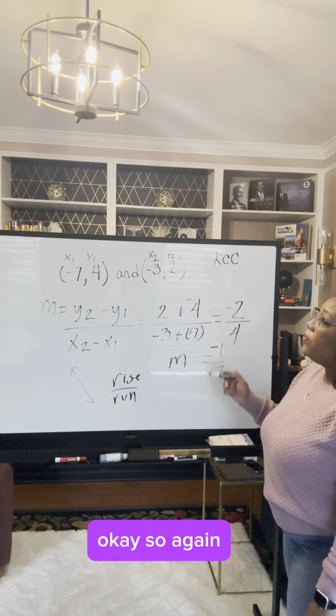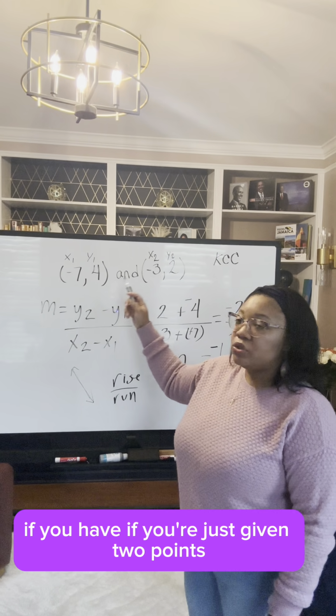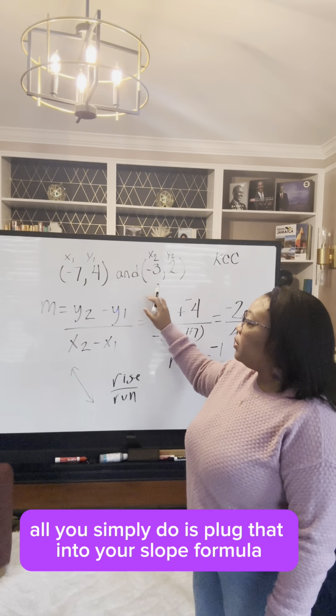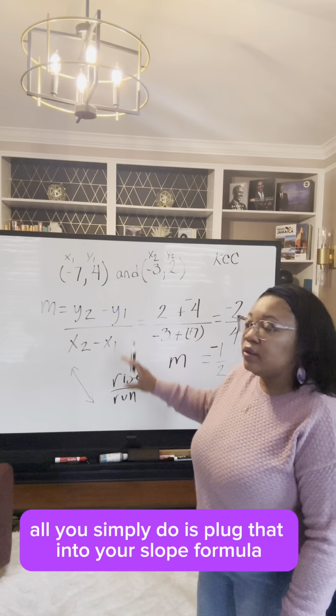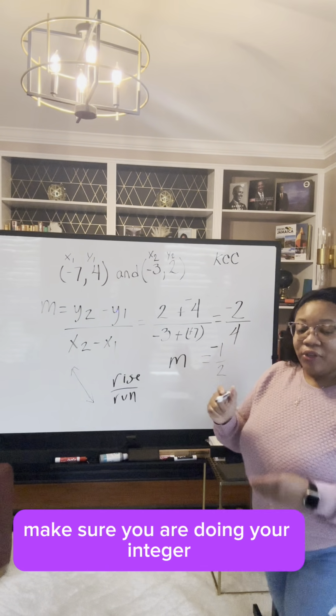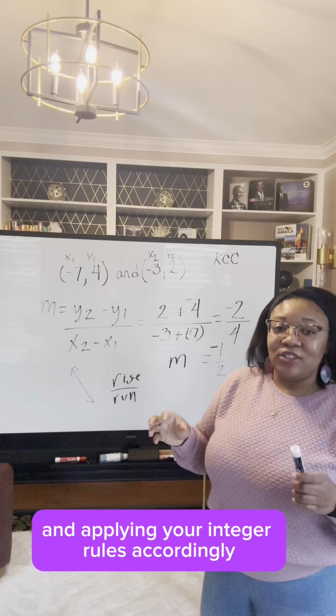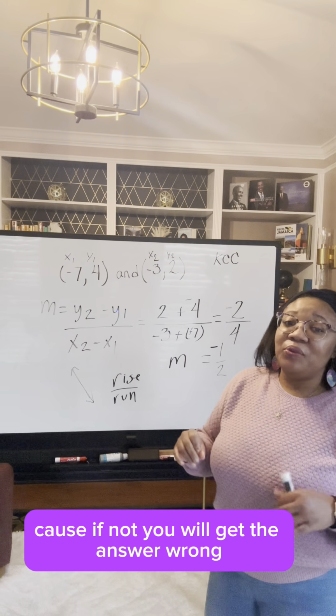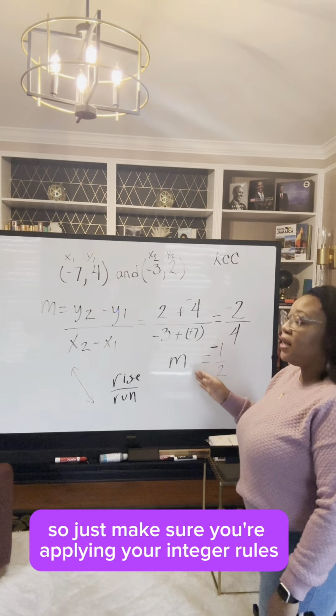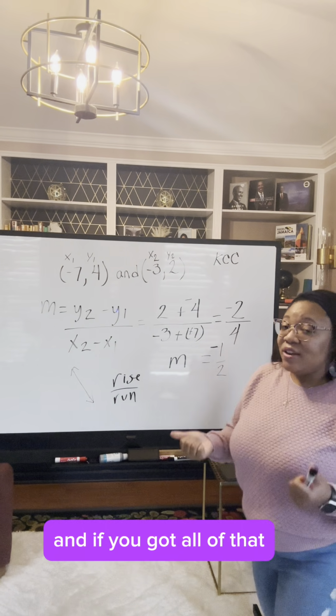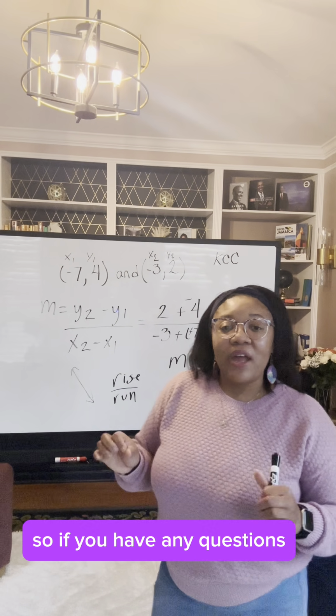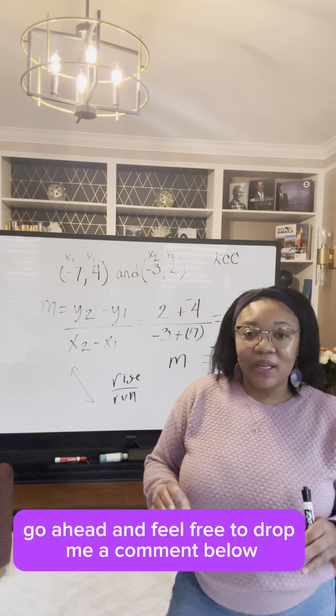Okay, so again, if you're just given 2 points, all you simply do is plug that into your slope formula. Make sure you are doing your integer and applying your integer rules accordingly, because if not, you will get the answer wrong. So just make sure you're applying your integer rules accordingly. And if you got all of that, well, that's it. So if you have any questions, go ahead and feel free to drop me a comment below.